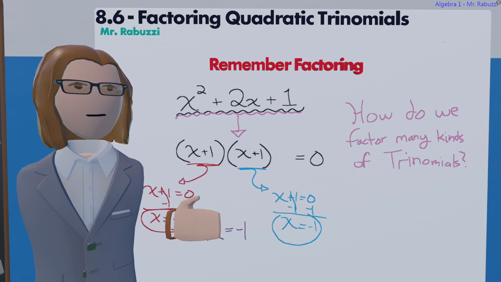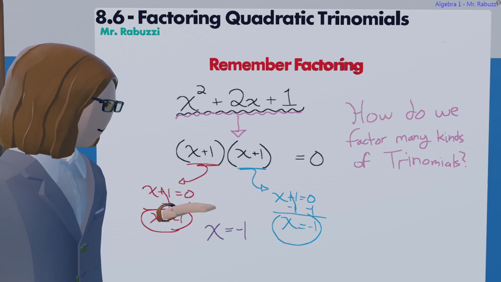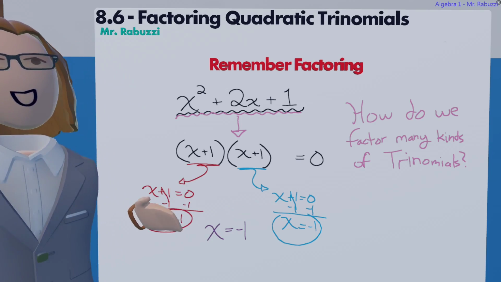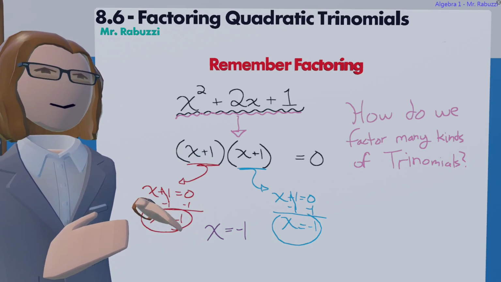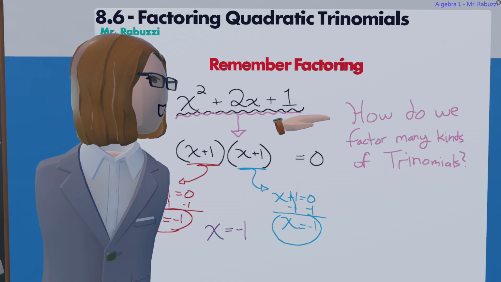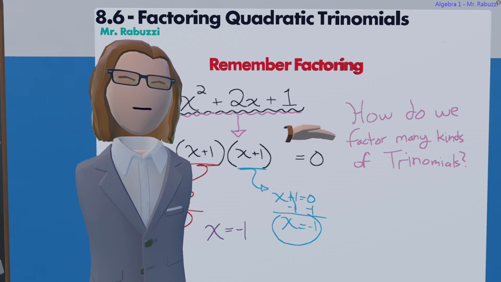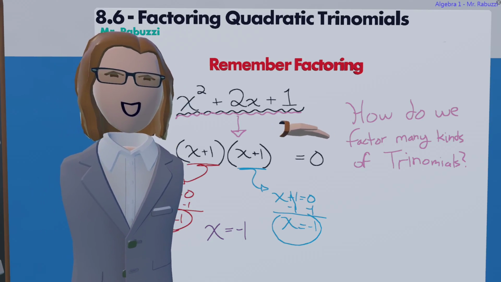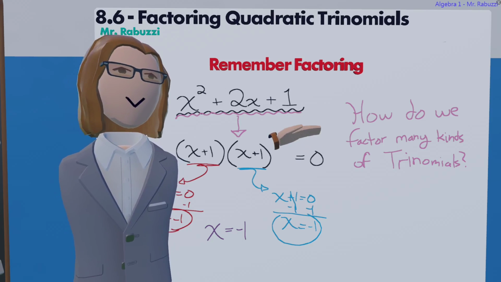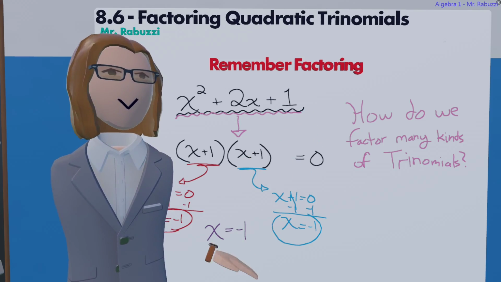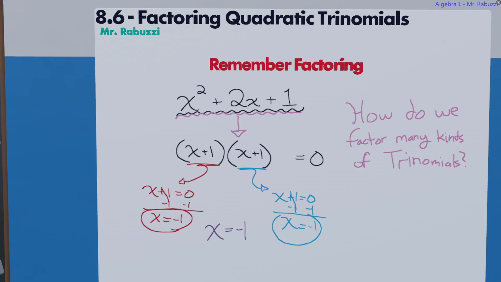Sometimes x can be 2 numbers, so that's going to be something to look for. But we would get 2 different numbers this way. So that's what we're going to do when we already have the factors finished. But how do we factor most of these different trinomials? How do we factor a lot of quadratic trinomials? So that's what we're going to do today, is learn how to factor a lot of one kind of quadratic trinomial.